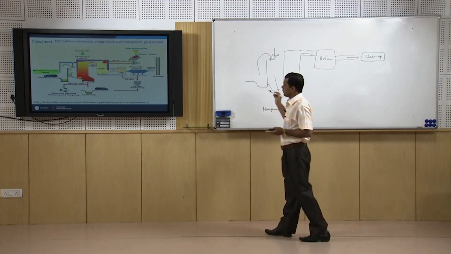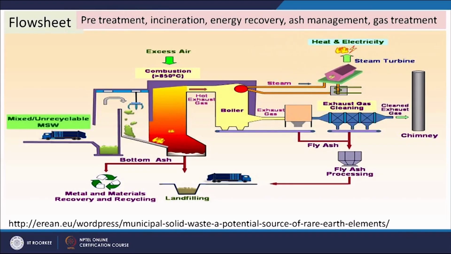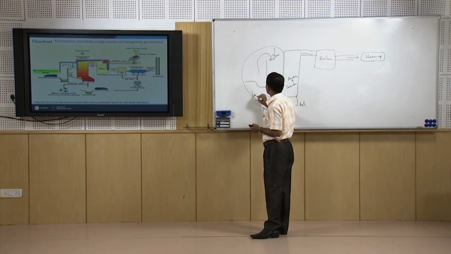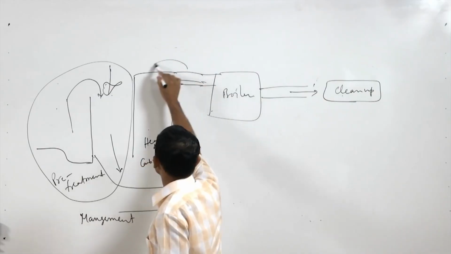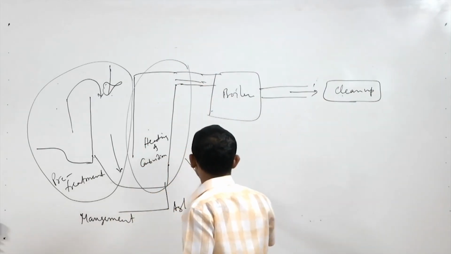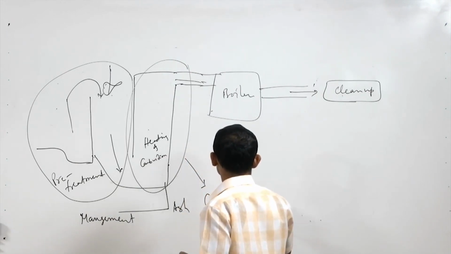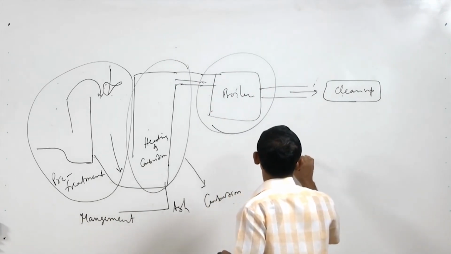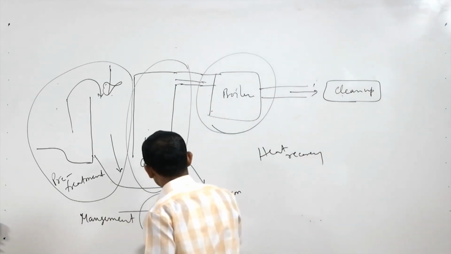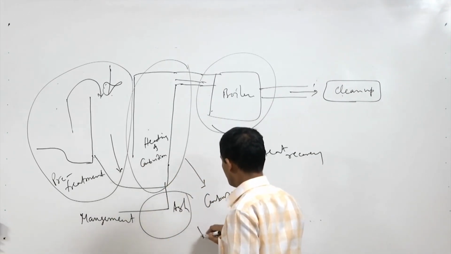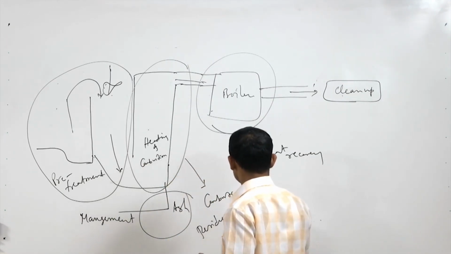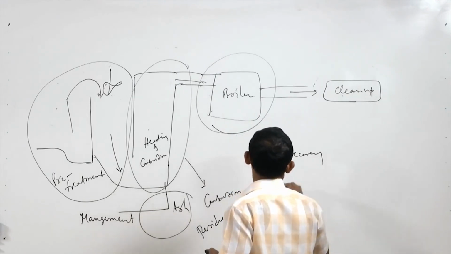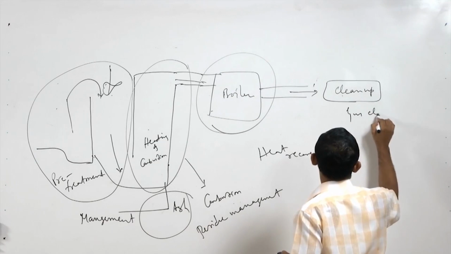So, if we think about the whole process flow sheet, one is this part, that is the pre-treatment part. The second part is this one, combustion, third is heat recovery, this is solid waste management, means residue management, and this is your gas clean off.